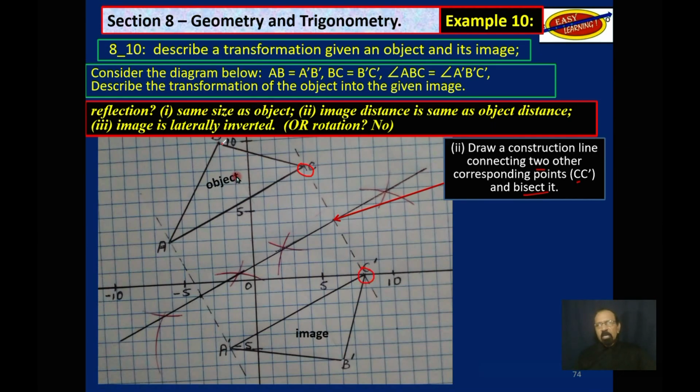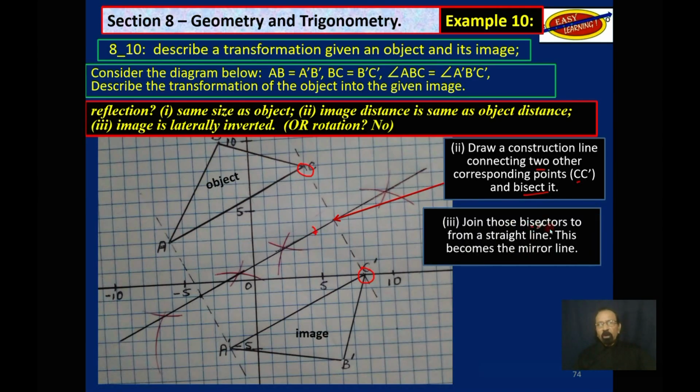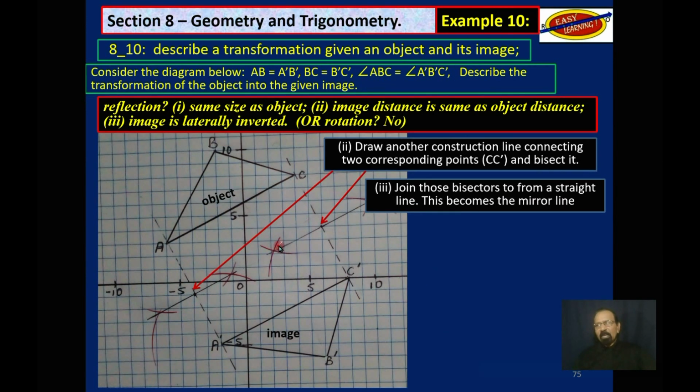You could have used B and B prime, but you try to get points as far apart from one another as possible. So you bisect it. So this is the bisector. And then you join those two bisectors to form a straight line. This becomes the mirror line. If the bisectors do not touch, extend them until they touch. Okay, if you had the bisectors like this, you would have to extend them until they touch. So that's our mirror line.